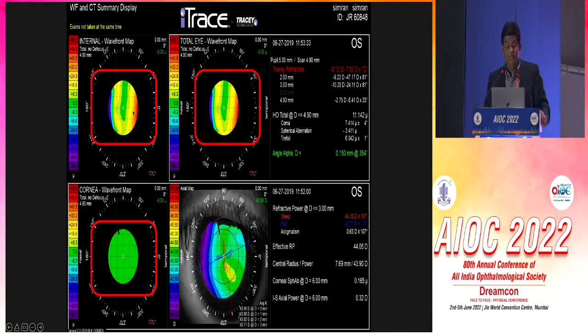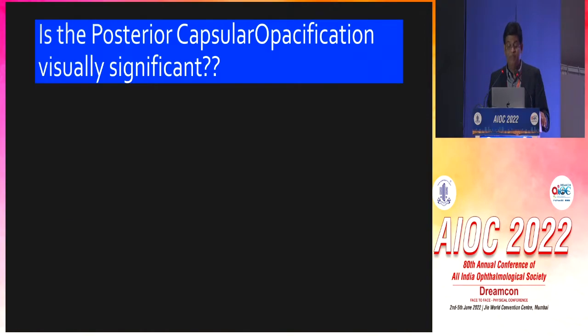Again, just to revise, you can see the wavefront map. Cornea is all green, means normal. This is rainbow colors. Immediately as you look at it, you will realize that something is wrong with the lens. I need to take a close look at this patient.